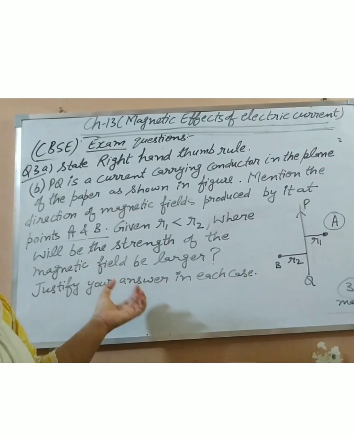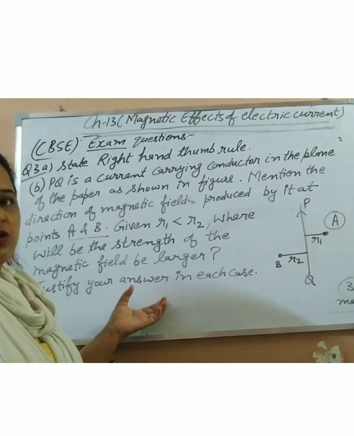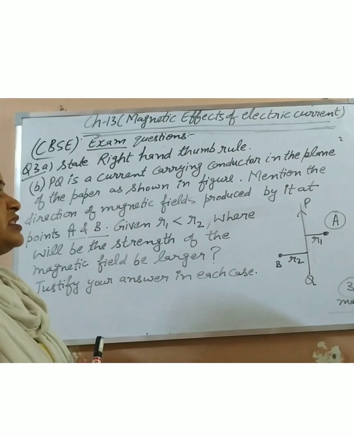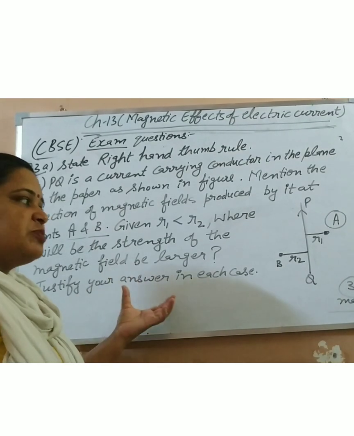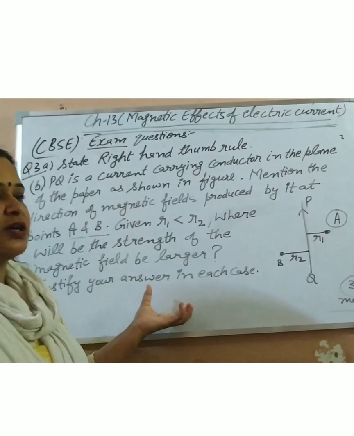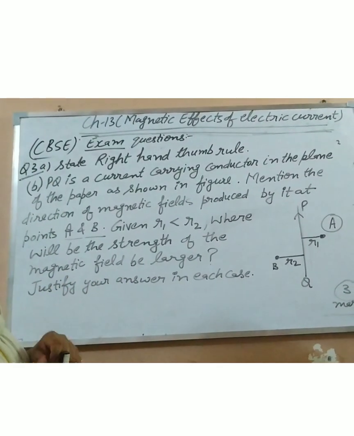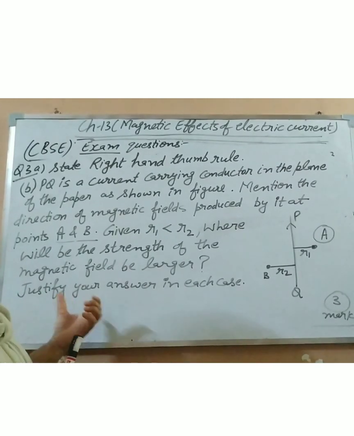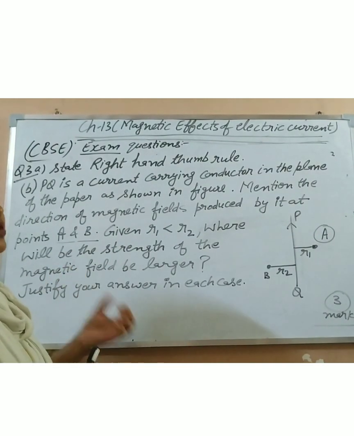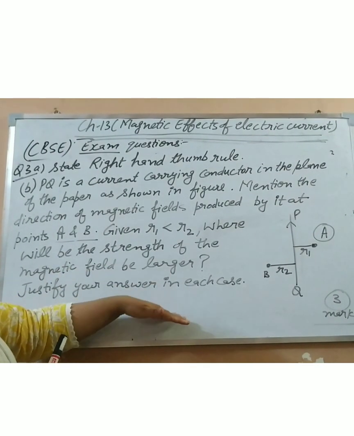For today you have to do these questions in your notebook according to the CBSE pattern. Next time we will do other CBSE questions related to forces exerted on a current carrying conductor, Fleming's left hand rule, solenoids and electromagnets, and see the language of those questions. For today this is okay.